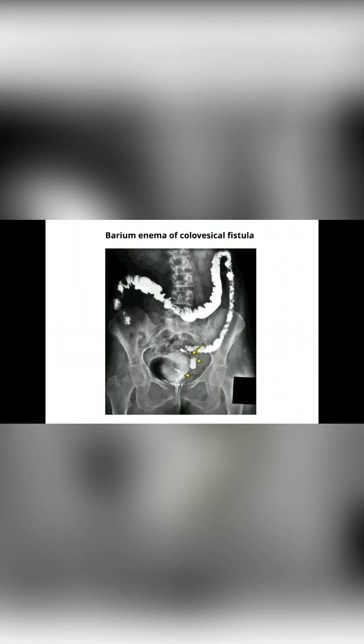This is just another diagram showing the fistula. You can see the long arrow showing the fistula, the short arrow showing the collection, and the dotted arrow going to the bladder. We can see the fistulization into the bladder. Okay.